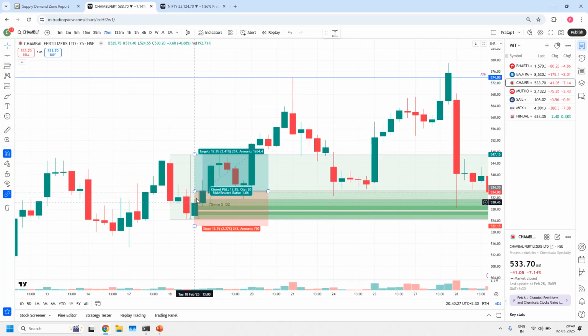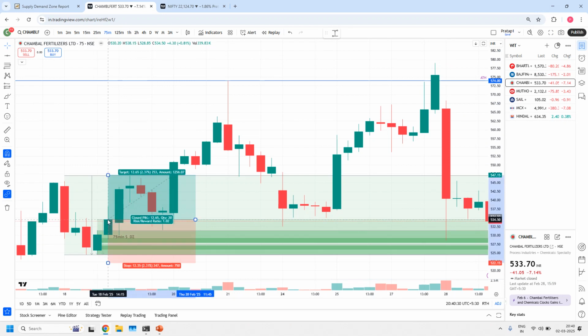Okay. And what about your entry? This is the type 2 proximal. This is your entry.